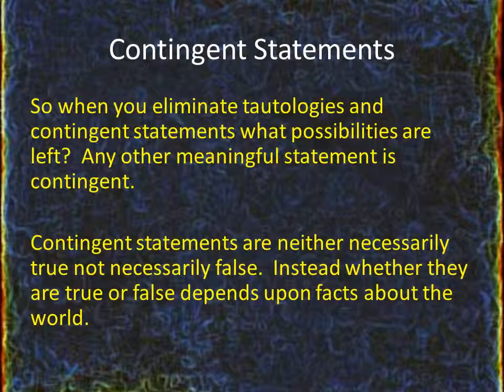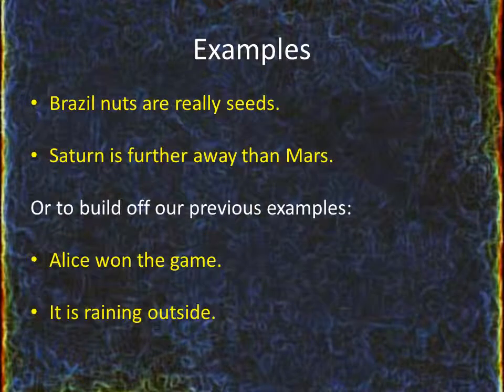Okay, contingent statements. We talked about tautologies, which are statements that are necessarily true, and we talked about contradictions, which are statements that are necessarily false. So what are left? Well, statements that are neither necessarily true nor necessarily false. Instead, whether or not they're true or false depends upon some facts about the world. And these are the vast majority of statements. So here are some examples. Brazil nuts are really seeds. Saturn is further away than Mars. Or Alice won the game. It's raining outside. Anything that really requires observation of some kind is going to be a contingent statement.